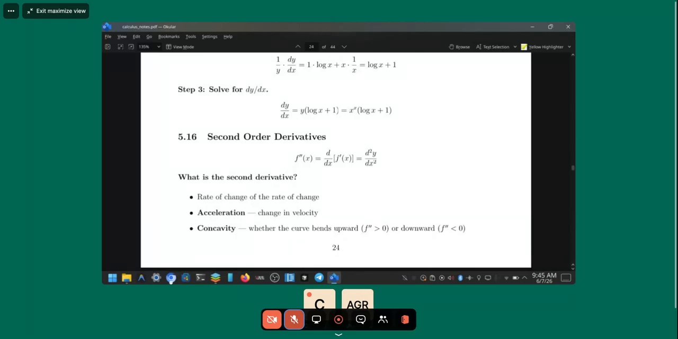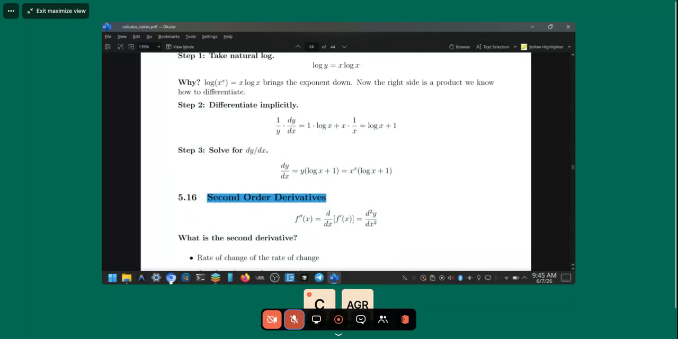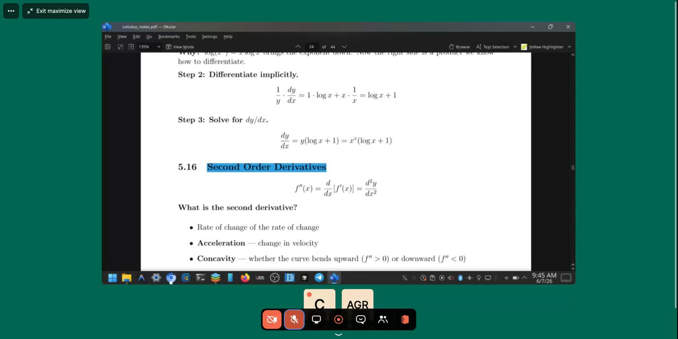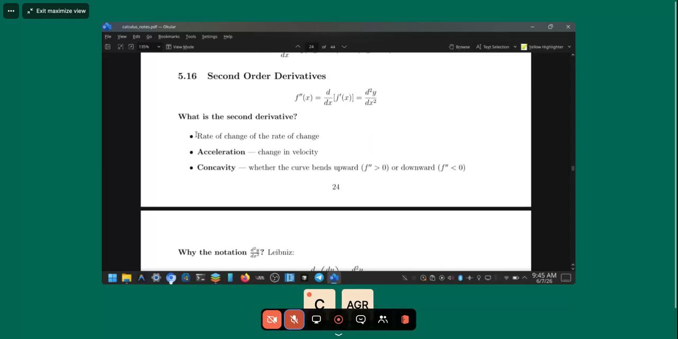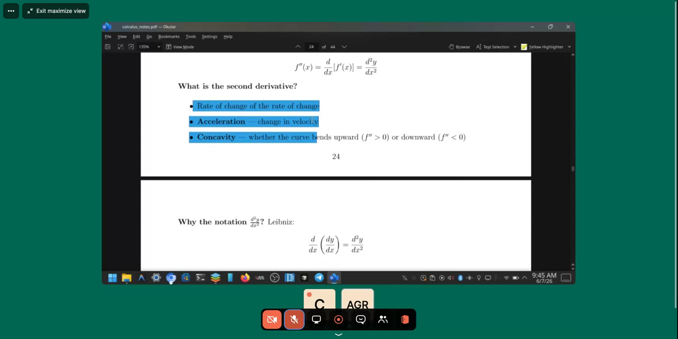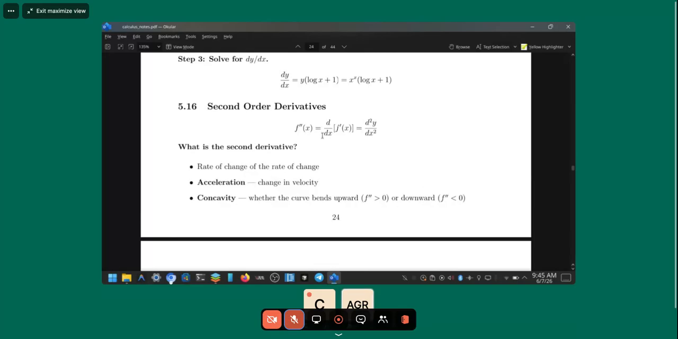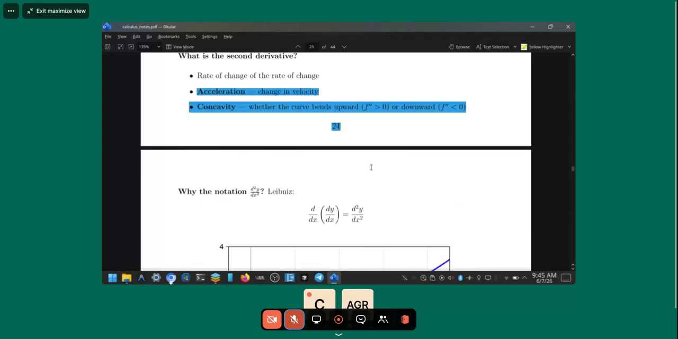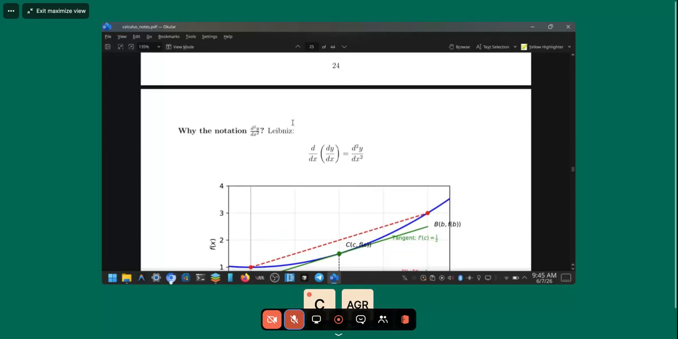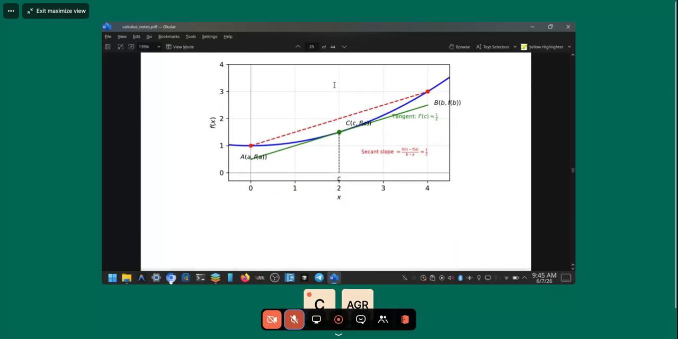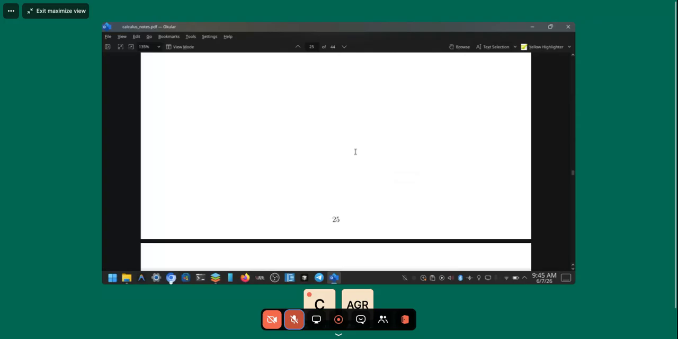Any doubts so far? We'll go for the second order derivatives. No doubts, I guess. This is the second order derivative. A quick reminder: this is the rate of change, acceleration, concavity. So dy by dx corresponds to speed, but acceleration corresponds to d square y by dx square. The Leibniz rule you can also see.